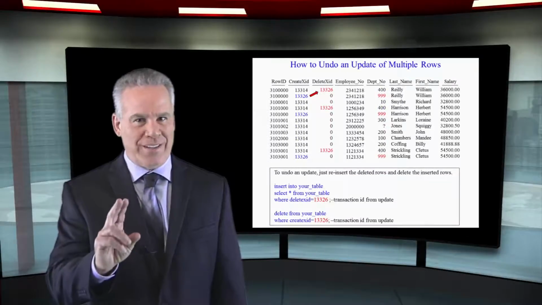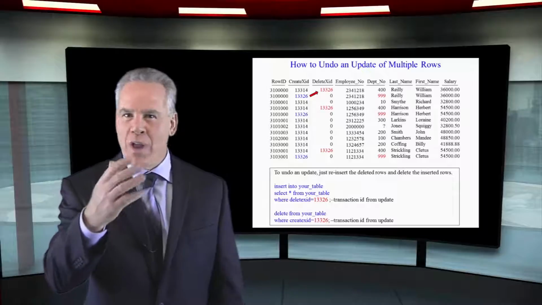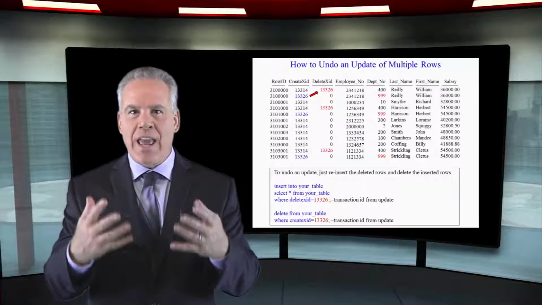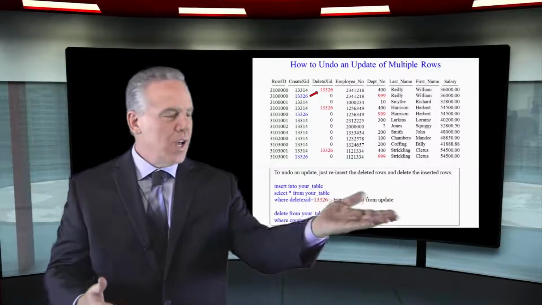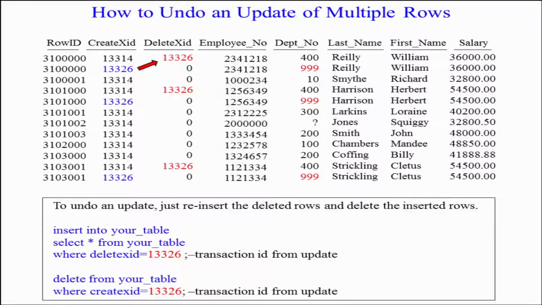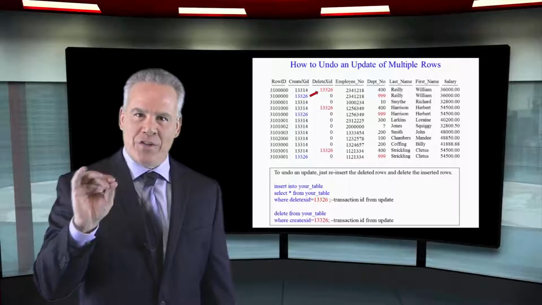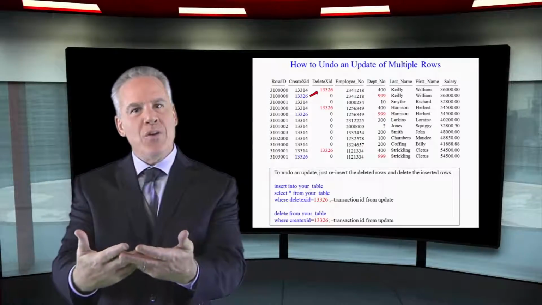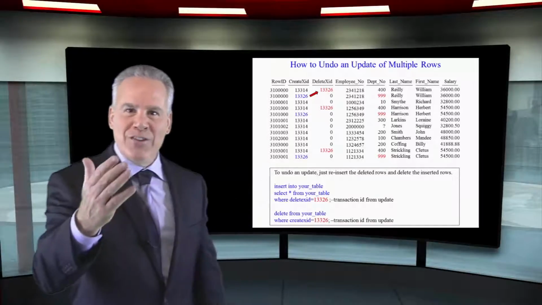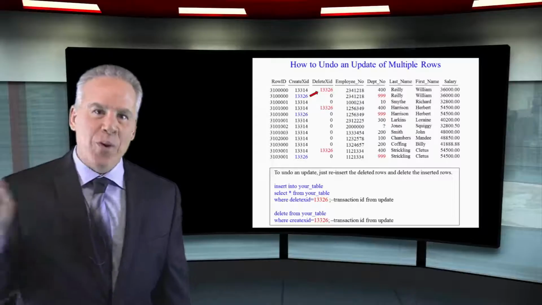This is so interesting. It's a little tricky. Just stay with me. You don't have to have this down memorization-wise, but I need you to really focus on how we might undo an update. To undo an update, we're going to just reinsert the deleted rows, and we're going to delete the inserted rows. So we might see that the CreateXid and the DeleteXid were the same for some of these rows, because in that transaction, we deleted some of the rows because we updated it, so it was logically deleted. And then we took the update by inserting those rows, and they're now new with the update.